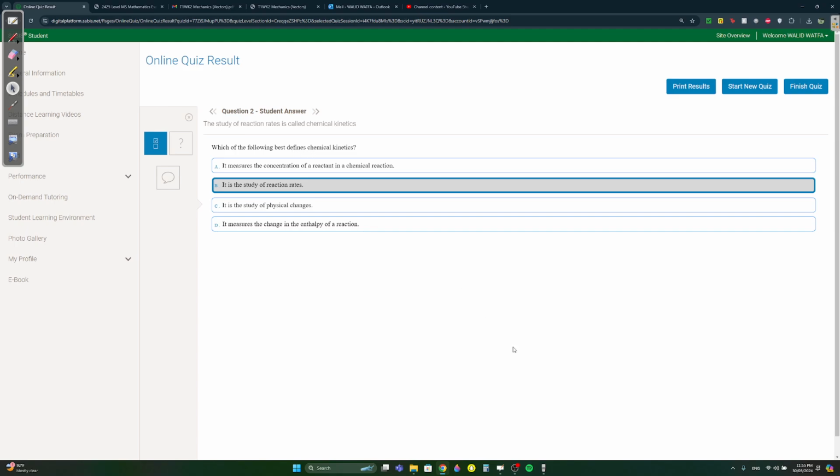Which of the following best defines chemical kinetics? Chemical kinetics is the study of reaction rates. All so far is memorization.